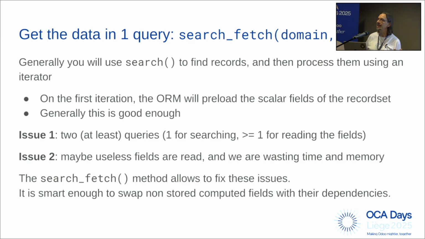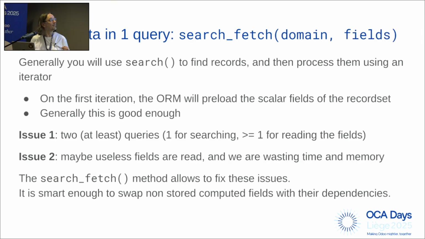Yes, sir? You said it's with Odoo 18. Isn't this like search read in the previous versions? Sounds similar. I'm not sure that search read loads the cache. Search read will return a list of dictionaries containing the fields. Search fetch returns a record set with the cache preloaded. So anytime you were using search read for optimization in previous versions, you can get really better performance with search fetch in Odoo 18.